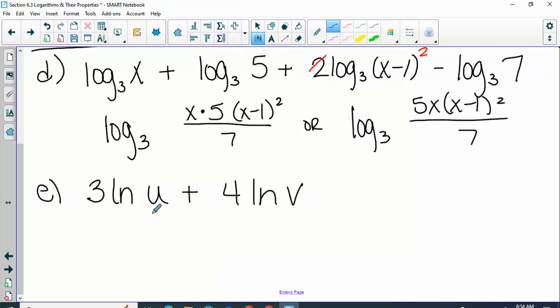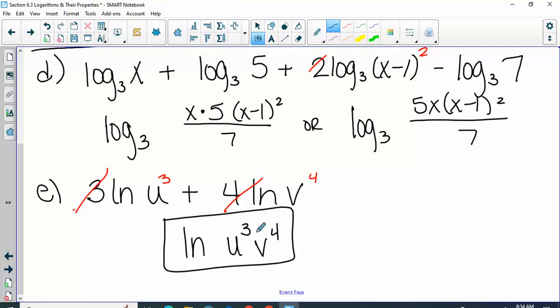Alright, E. So this would become a u to the third and a v to the fourth. So we have the natural log of u to the third, because they were adding, we would multiply by v to the fourth. And that's it. Okay. Any questions there?